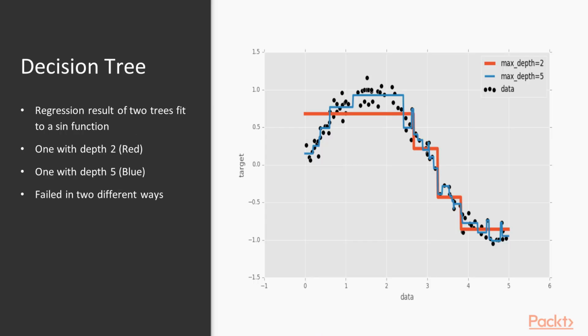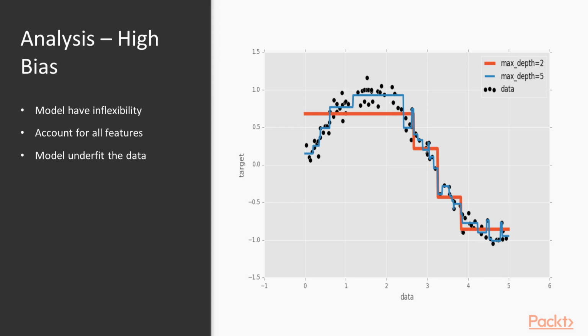Selecting the best model. As you can see here, the regression result of 2 different trees, one with depth 2 and one with depth 5, fit into a sin function looks like this. It should be clear that neither of these fits are particularly good. However, the 2 decision trees fail in 2 different ways. Here, the model is said to have high bias, as the model does not have enough flexibility to account for all the features in the data. Such a model is said to underfit the data.